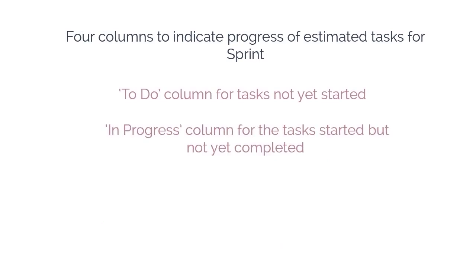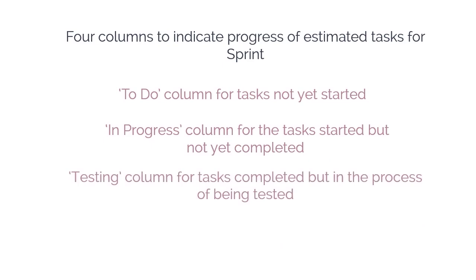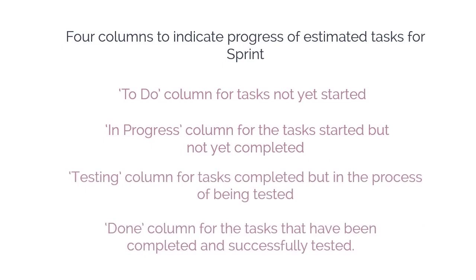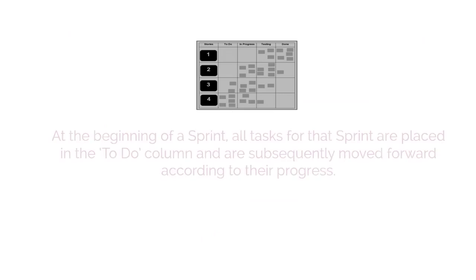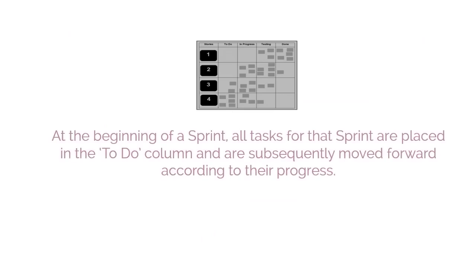not yet completed, a testing column for tasks completed but in the process of being tested, and a done column for the tasks that have been completed and successfully tested. At the beginning of a sprint, all tasks for that sprint are placed in the to-do column and are subsequently moved forward according to their progress.